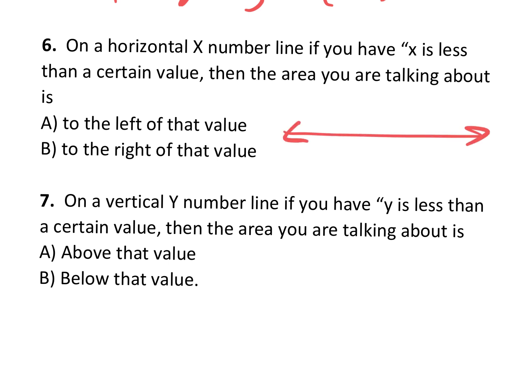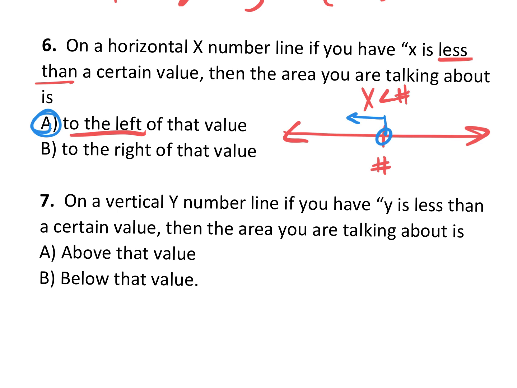You have your horizontal number line. No matter what number I tell you, if I say x is less than that certain number, well, that'll be an open dot going to the left. So this is the correct answer, to the left of that value. Why is that? Because less than is to the left. Greater than is to the right. And we understand that using the x-axis, the x number line.